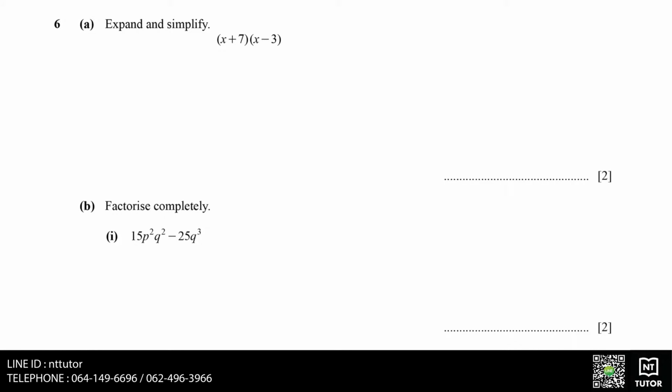A. Expand and simplify (x + 7)(x - 3). To expand the bracket, we must multiply each term in the first bracket to each term in the second bracket. To simplify, we combine like terms. In this case, the only like terms are -3x and +7x, which combine to give 4x.